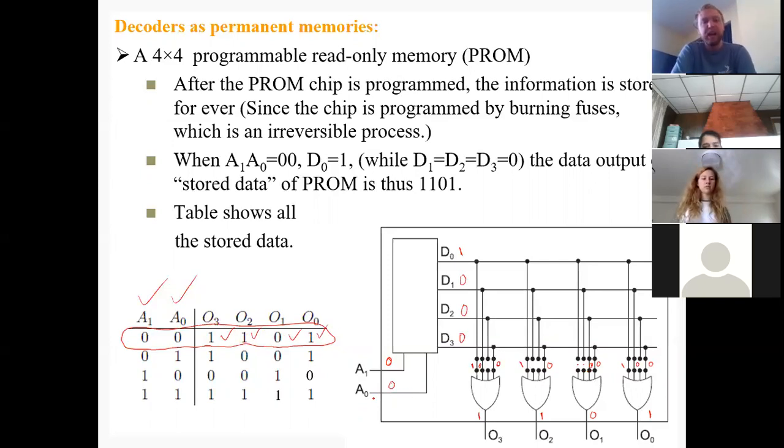Now, okay, let's change it to 0, 1 here. This is 0. This is 1. Now help me with the decoder. What is this guy?